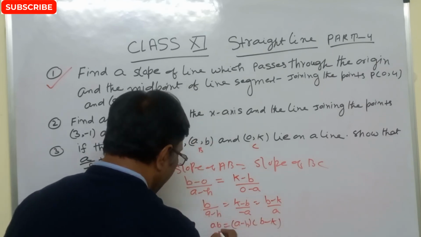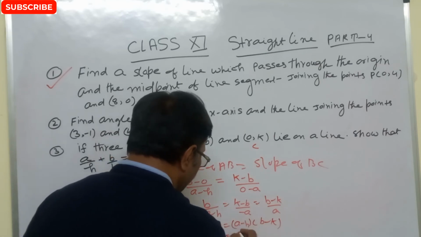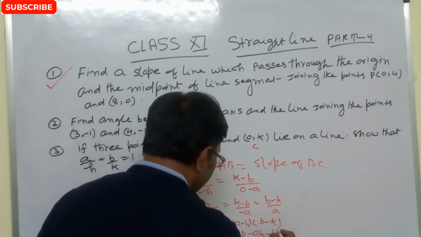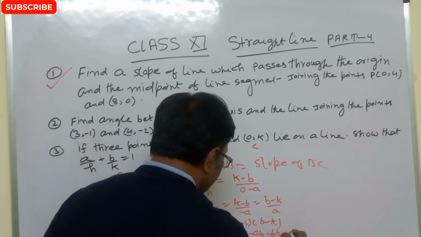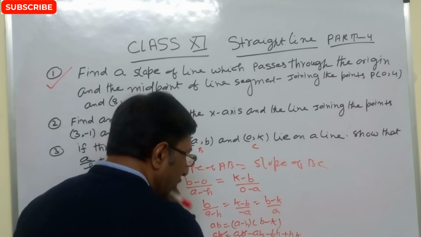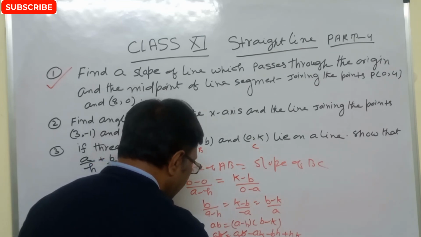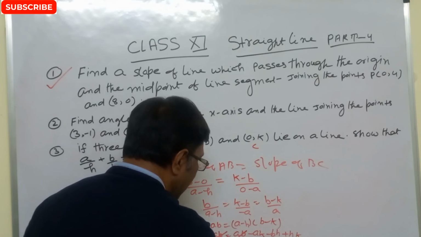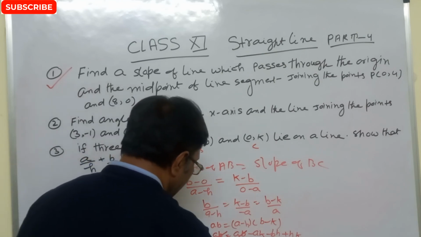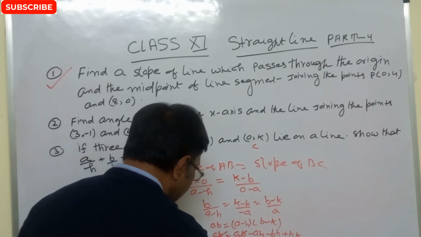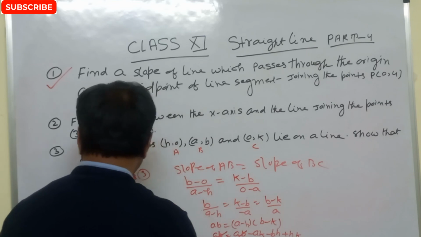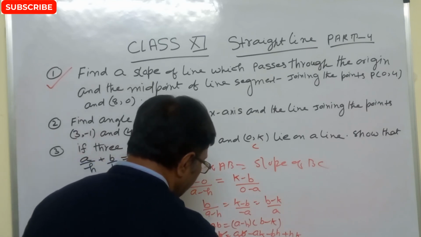So this is ab equal to ab minus ak minus bh plus hk, right? So this ab and ab cancel out. So you will get ak plus bh equal to what? hk, right? When you divide this by hk, you will get a by h and here b by k equal to 1. So a by h plus b by k equal to 1, we can prove.